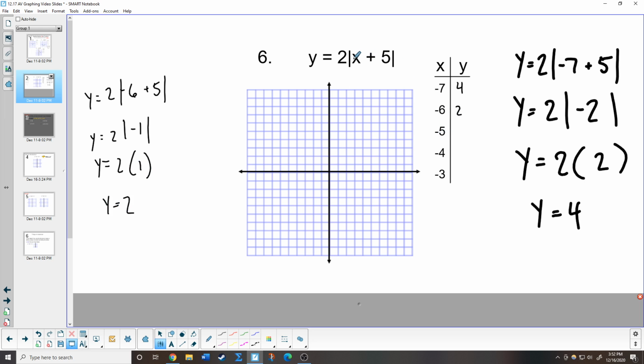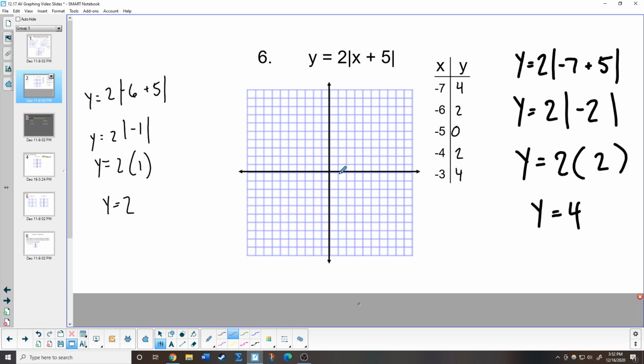So -5 in here plus 5, that's going to be 0. The absolute value of 0 is obviously 0, and 0 times 2 is 0. -4, -4 plus 5 is 1, absolute value is 1, times 2 is 2. And then -3 plugged in here, -3 plus 5 is 2, absolute value of 2 is still 2, times 2 is 4. Okay, and you'll notice this starting to reflect here because our vertex is here in the middle.